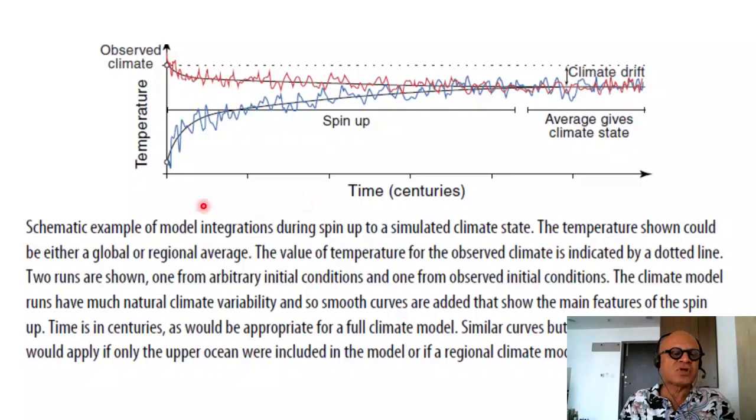So this is important always, that the models will never completely match the observations everywhere. They may do better in some places than in others, and some models may do better than other models, as we will see in a minute.